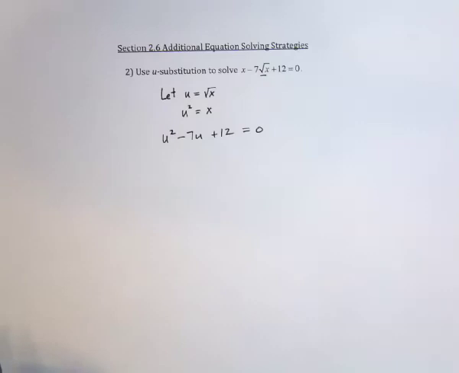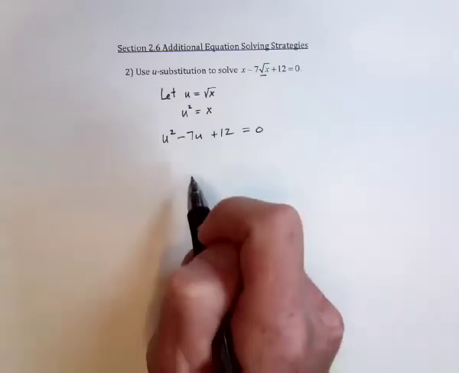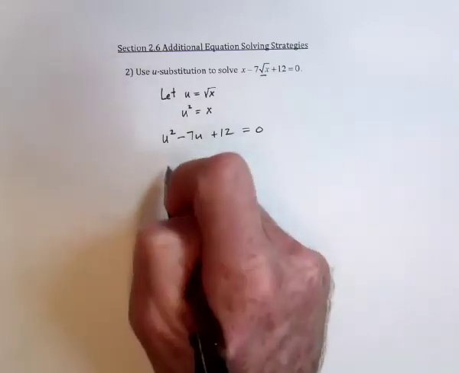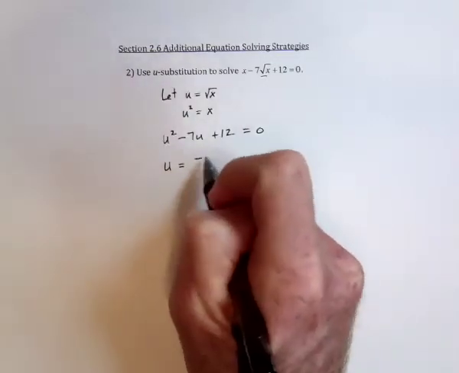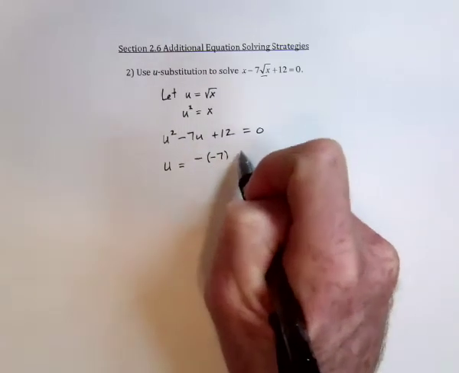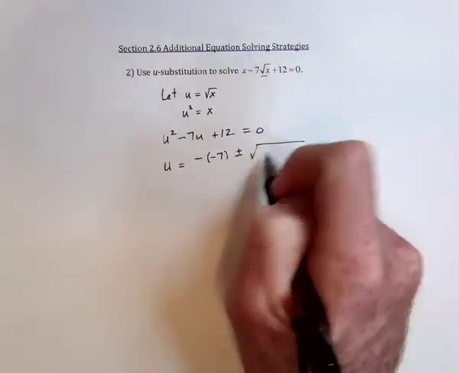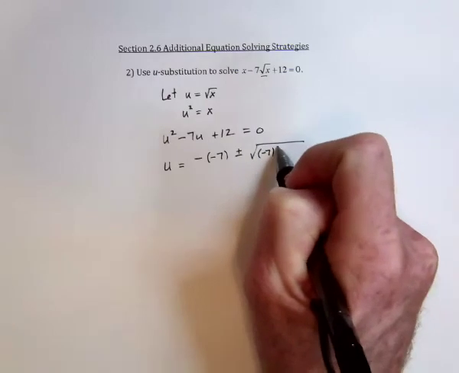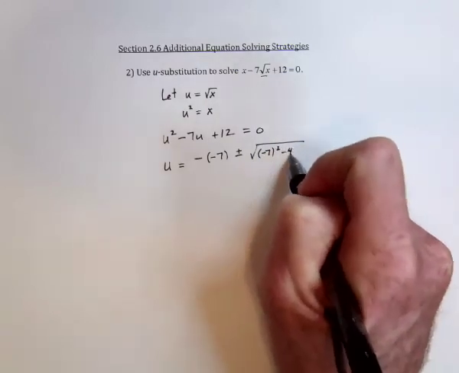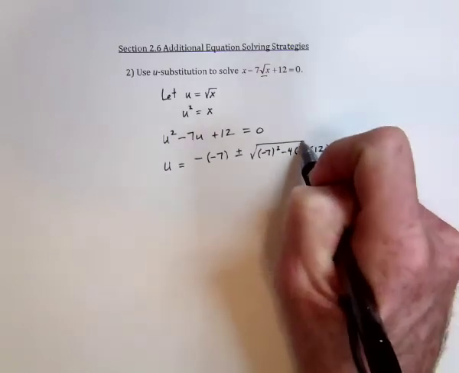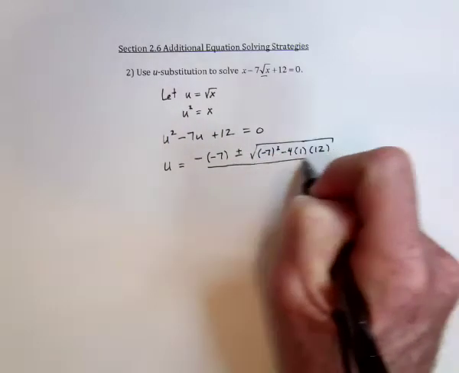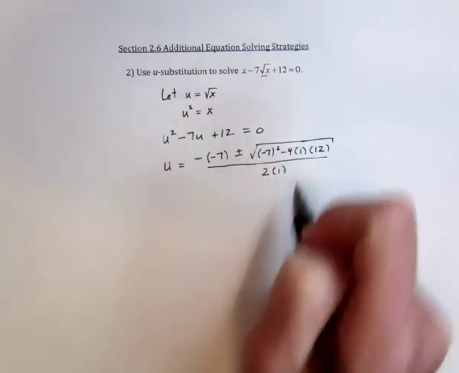And now it's a problem that looks like it can be either factored or use the quadratic formula. I think that I'll use the quadratic formula. So it's going to be u is equal to negative b plus or minus the square root of negative b squared minus 4 times the a, which is a 1, and the c, which is a 12. And then divide the whole thing by 2 times a.